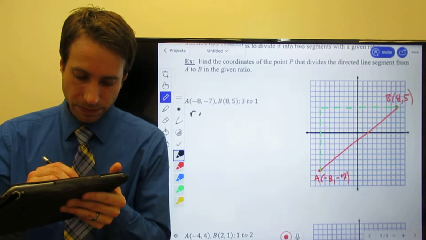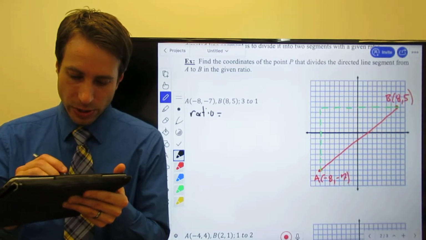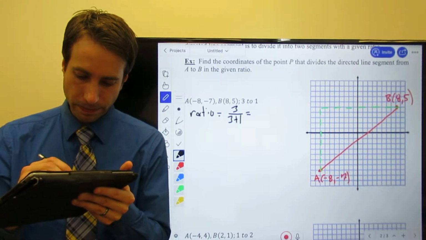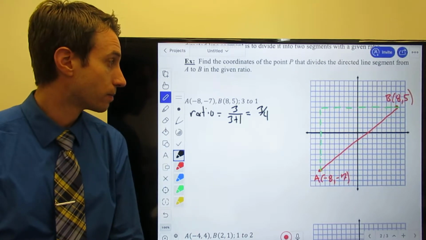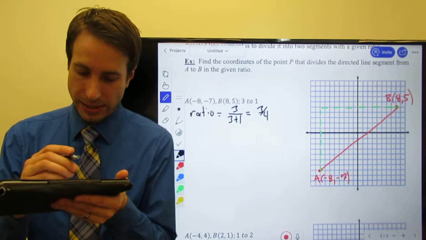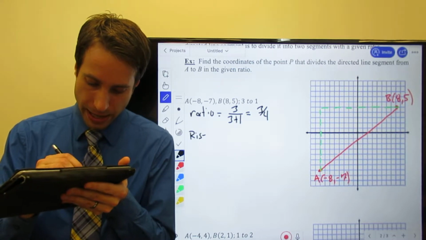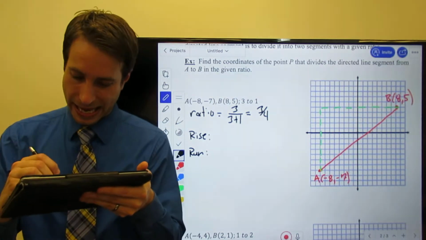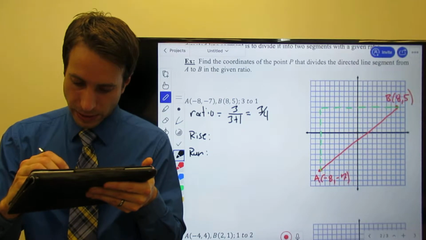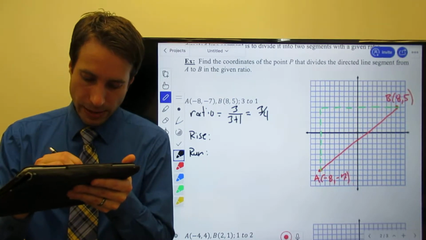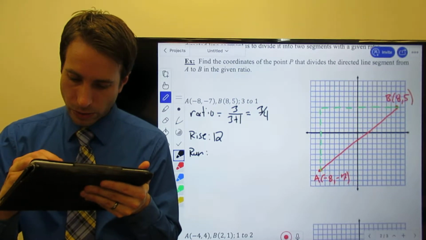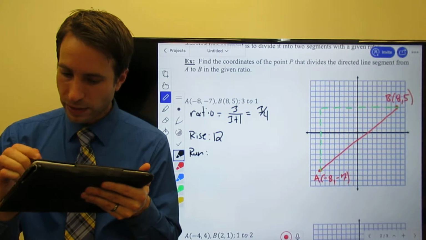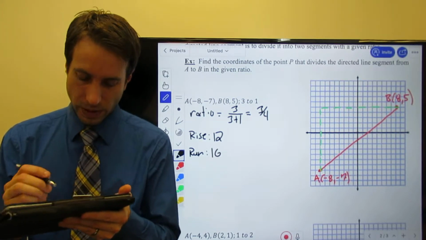First, ratio. Well, the ratio is going to be the part that I want, 3, over the whole, which will be 3 plus 1, so 3/4. Now I need to actually find what is the rise and what is the run. Well, the rise and the run. Here we go. My rise is, again, you just got to count. 1, 2, 3, 4, 5, 6, 7, 8, 9, 10, 11, 12. All right, so my rise is 12. My run, I get 16.